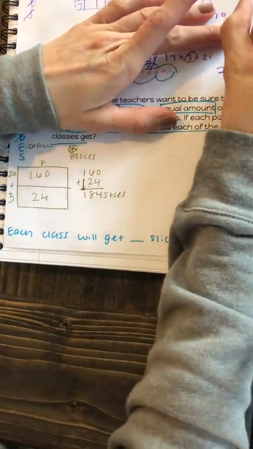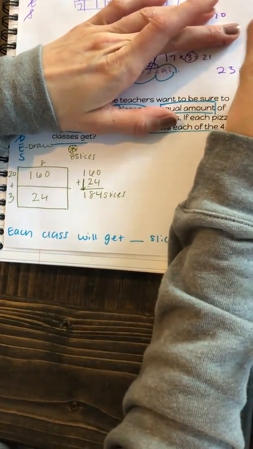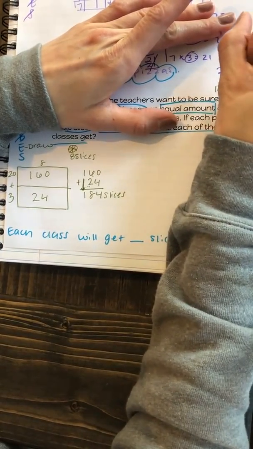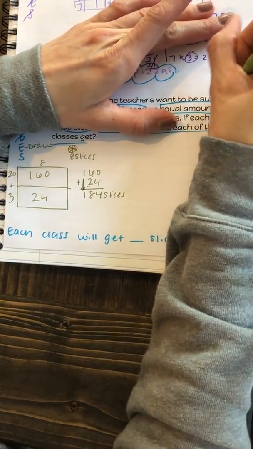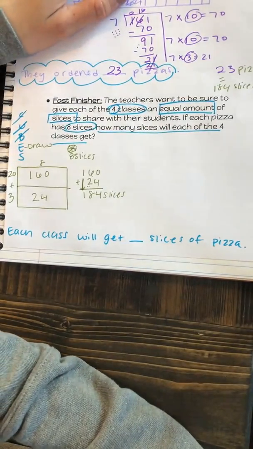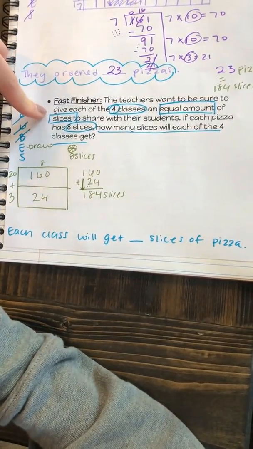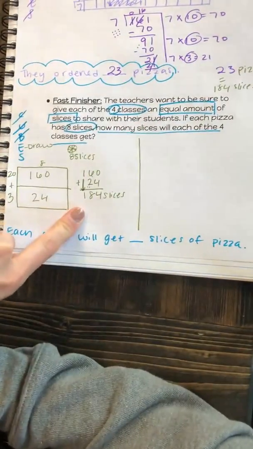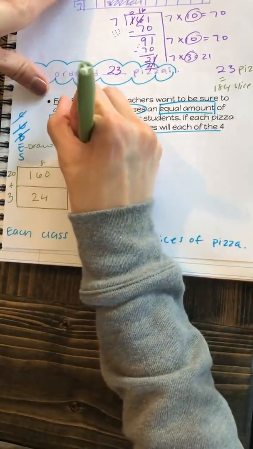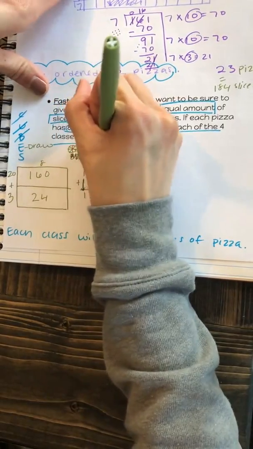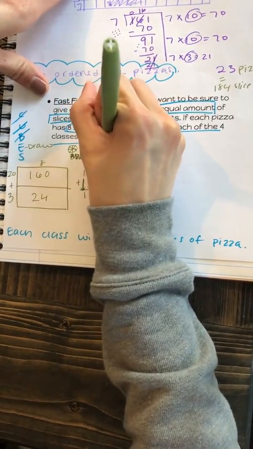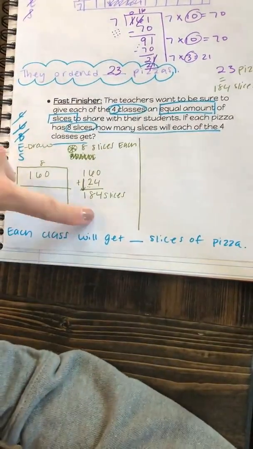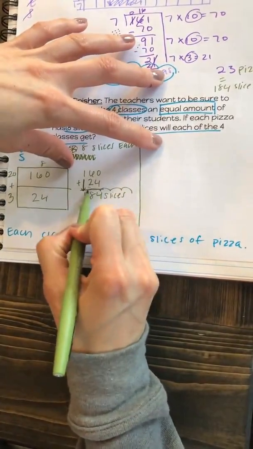23 pizzas, which equals 184 slices, okay? So this is a 2-step problem. The first step is figuring out how many slices we have, okay? This is deceiving, it looks like 8. 8 slices each. Okay, so now we have our total number of slices, but we're not done, right?